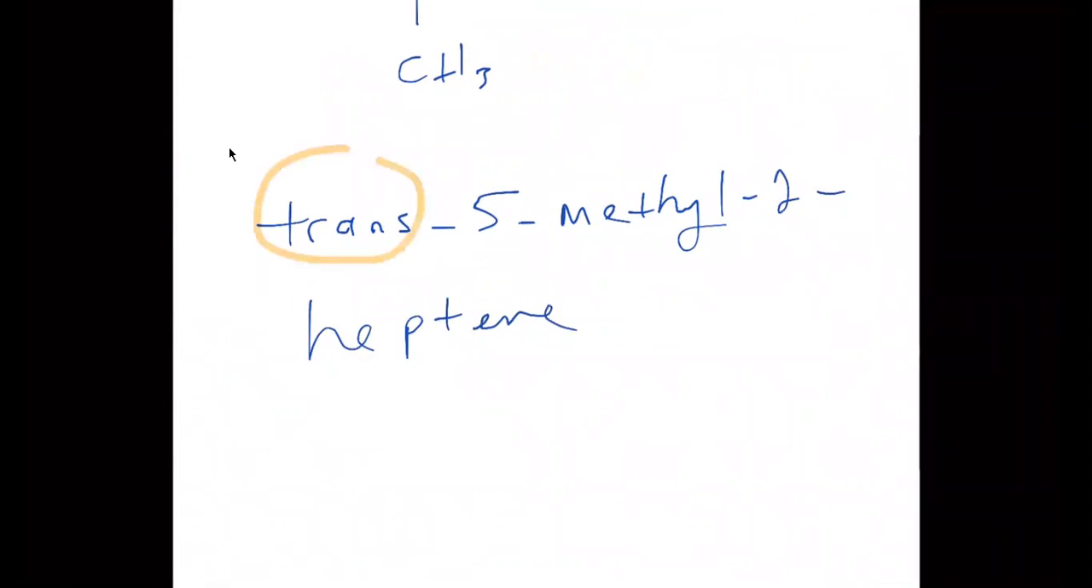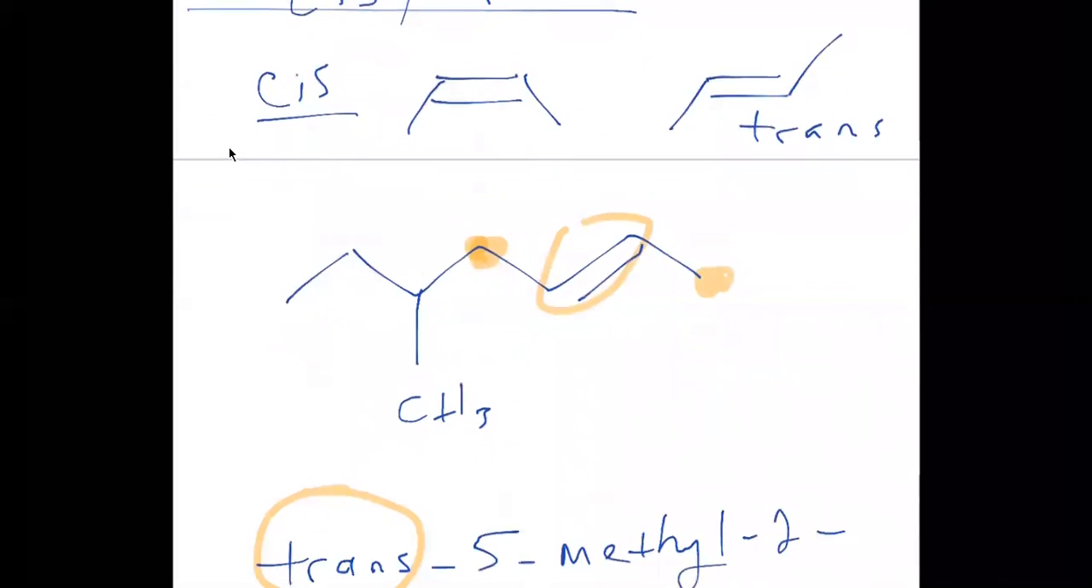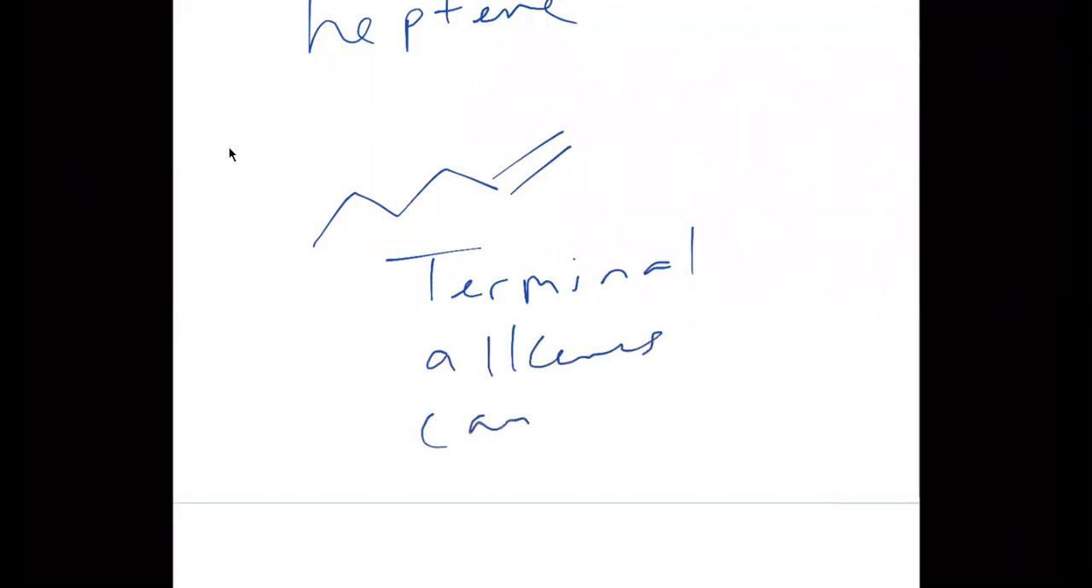So the trans part tells me what the stereochemistry of the alkene is, right? You can only tell that if it's internal. If it's terminal, then it can't be cis or trans, right? So if it's an alkene like the first one we started with, there's no cis or trans there. So terminal alkenes cannot be cis or trans. Only if it's internal, right? All right, any questions about that so far?